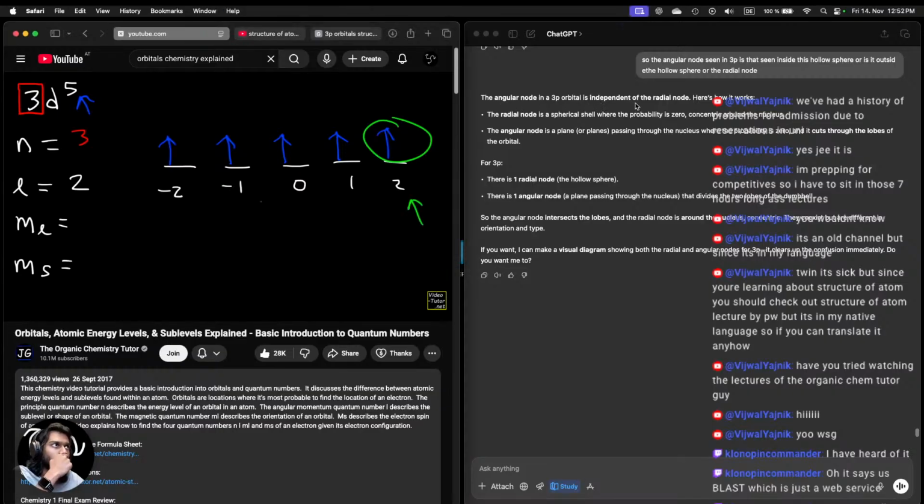The angular node of the 3p orbital is independent of the radial node. How does this work? Radial node is where the probability is 0.